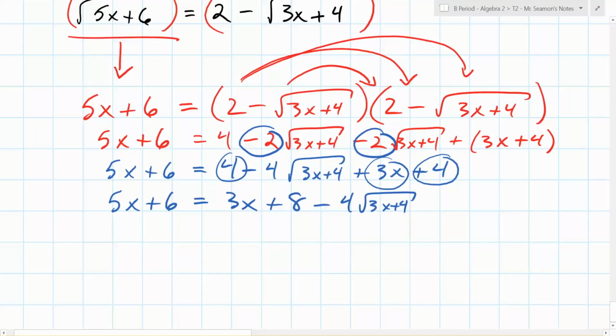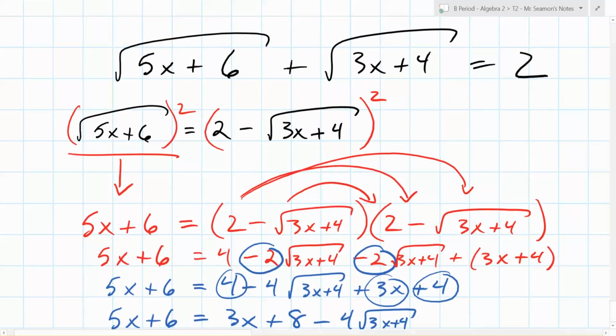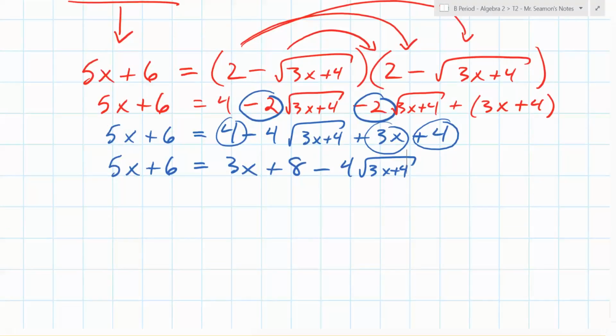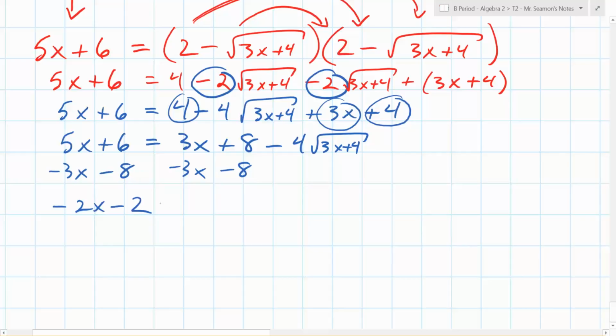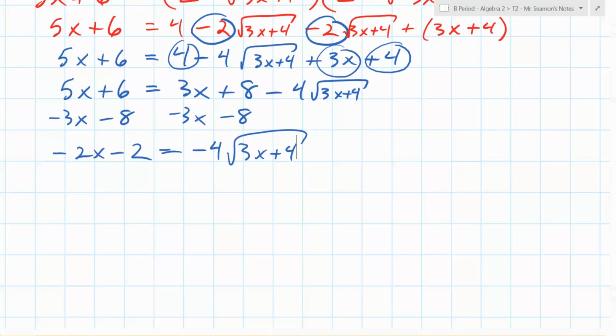This might not seem better, but how many radicals are in it? 1. There's 1 radical in it. How many did we start with? 2. So we're getting there. What was that first step I told you? What should you isolate? Let's isolate the radical. What should I subtract from both sides? 3x. So let's subtract 3x and subtract what? 8. So what do you end up with? -2x minus 2 is equal to -4 times the square root of 3x plus 4. What should I divide both sides by?